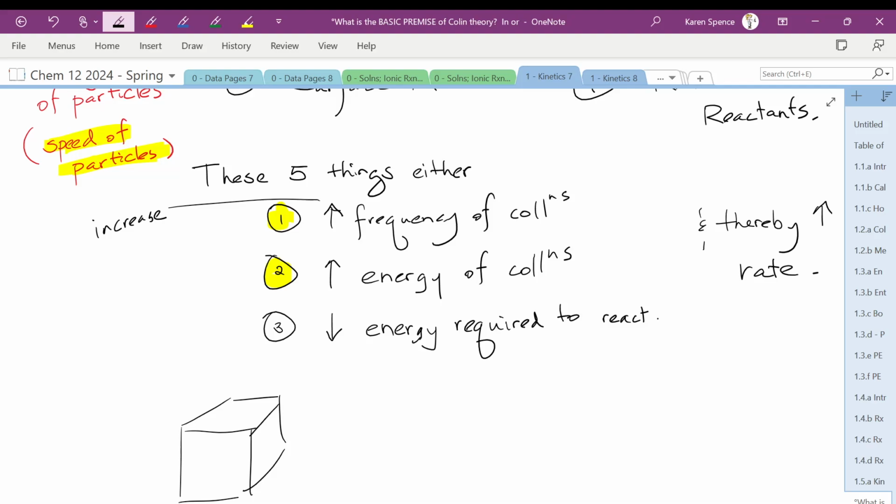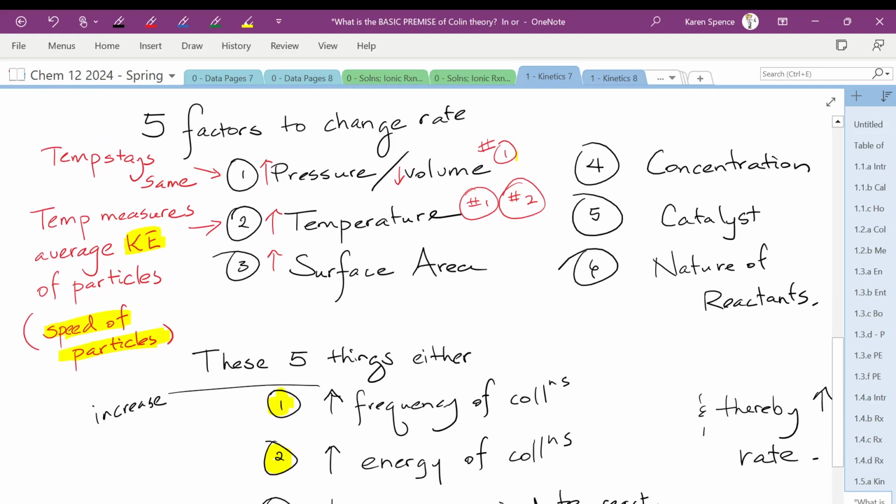So if I take my bigger cube and I chop it up, I have exposed the inside parts, yes? So will I have more collisions? Yes, because now I have more surface available to collide. Okay? So yes, the frequency of the collisions will increase.